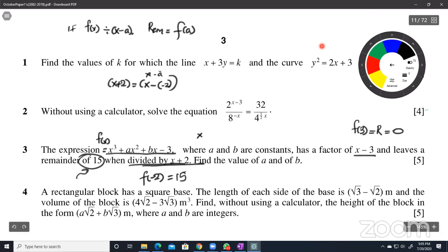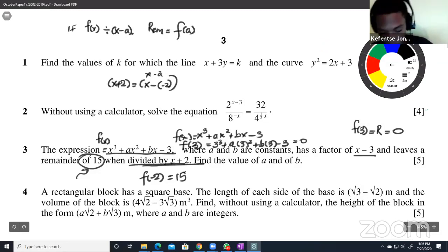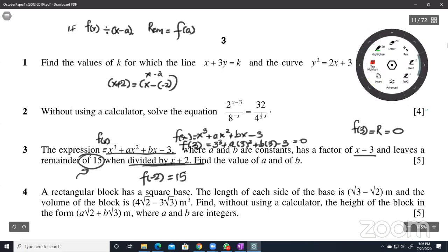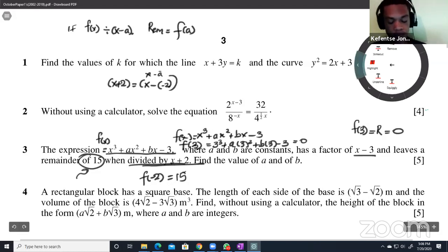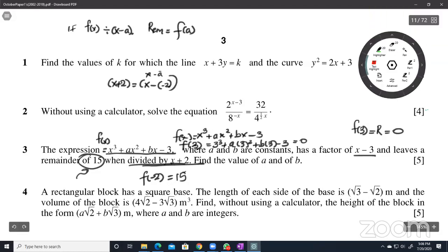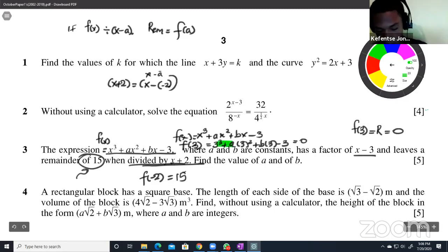Right, so then you have x cubed plus ax squared plus bx minus 3, that's f of x. And then f of 3, in place of x, you'll put 3 cubed plus a by 3 squared plus b by 3 minus 3. And that's supposed to be equal to 0. So from that part, you should get an equation that you can solve.